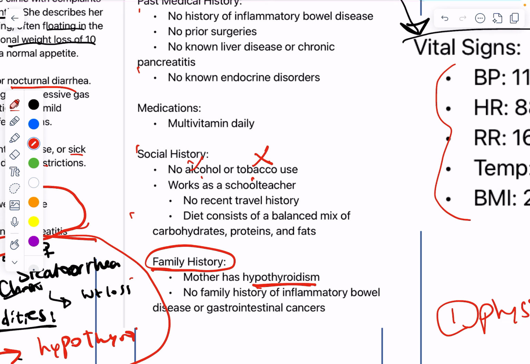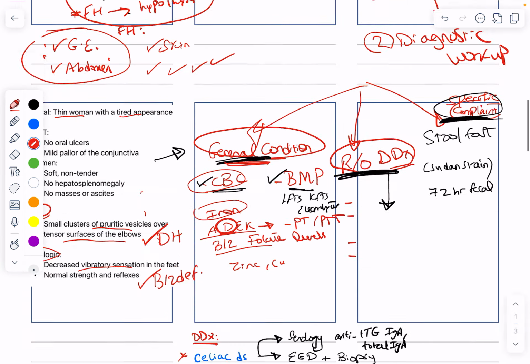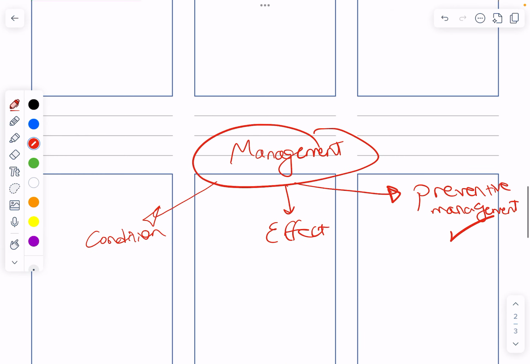Alcohol user, you're going to advise her. Maybe she's obese, you're gonna advise her on weight loss, right? She doesn't do safe sex, you're gonna advise her on that. Maybe for teenagers, you're gonna do seat belt, stuff like that, okay? Now, that's for preventive management.